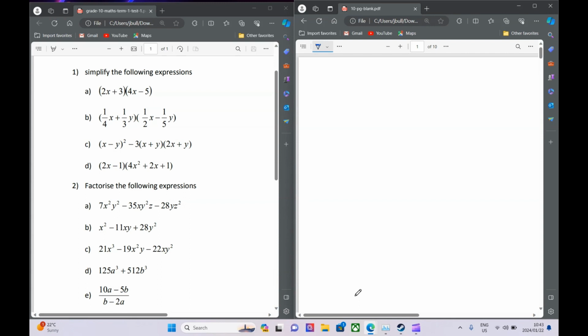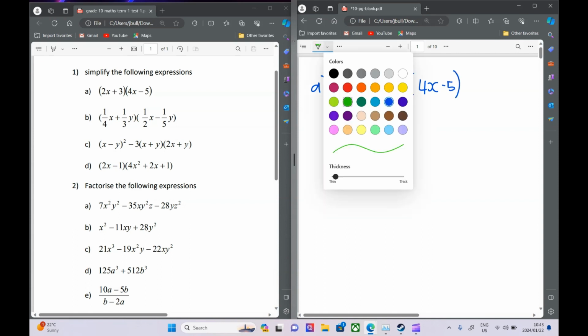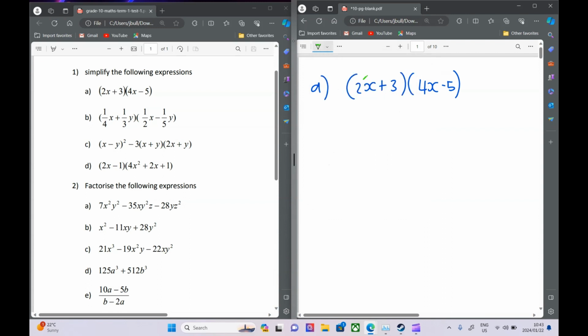So first of all, simplify the following expressions. In A, we have (2x + 3)(4x - 5). So they are testing our expanding skills here. And all you need to remember is when we expand something, we multiply every term in the first bracket by every term in the second.